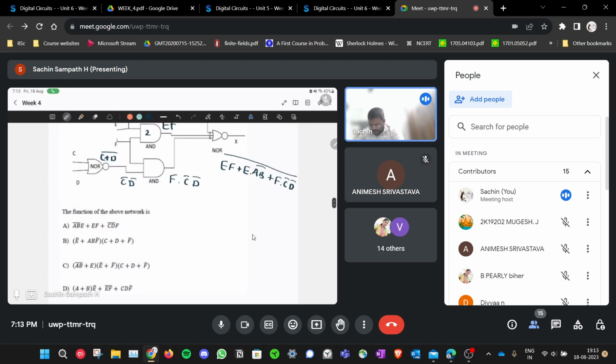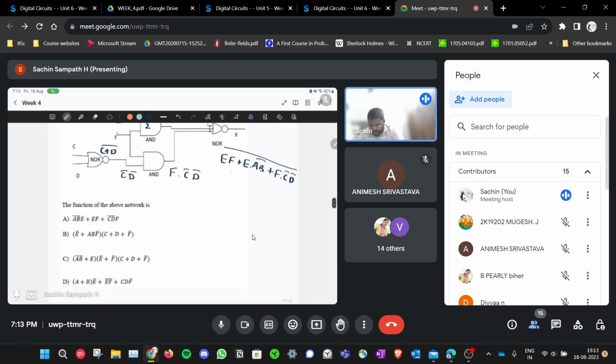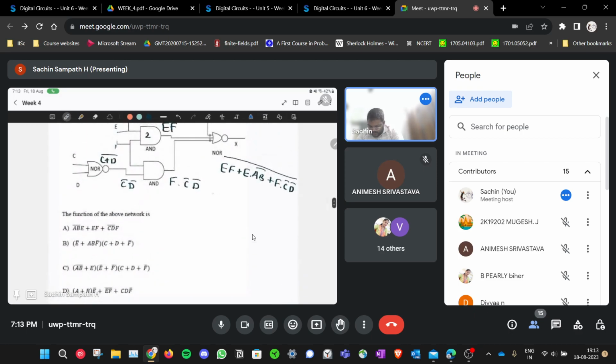Okay, there doesn't seem to be an option like that, so we can try to simplify it even more. That whole complement that you have, you can use De Morgan's law and you write it as EF bar dot E AB bar of F C bar D bar.